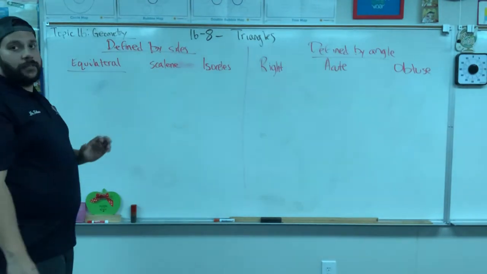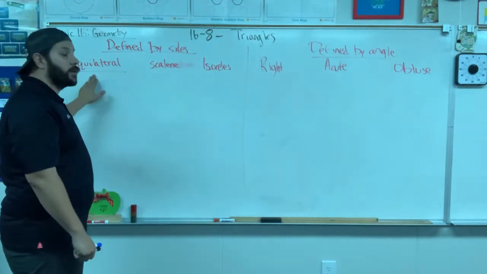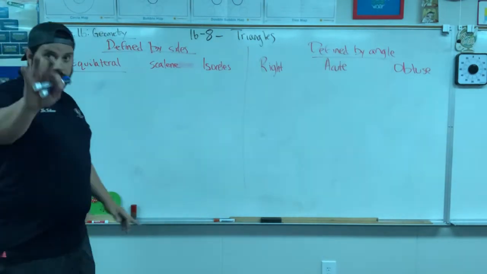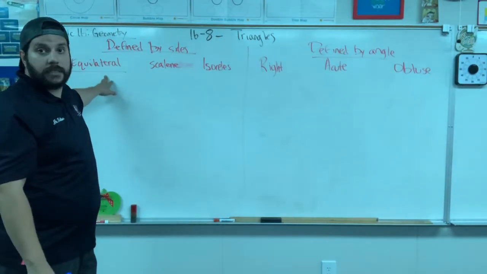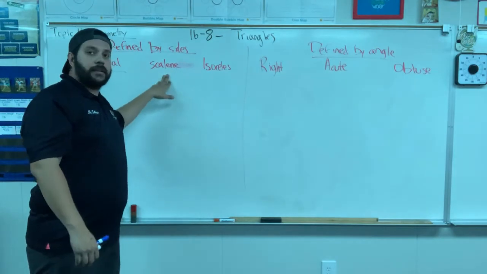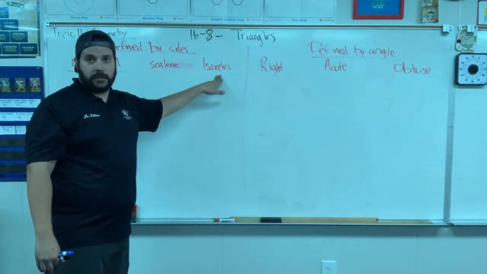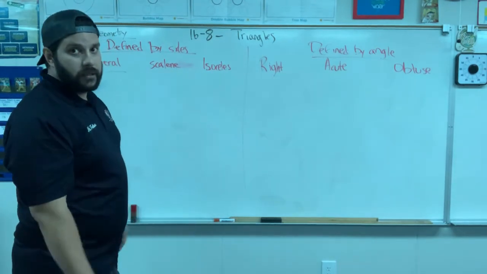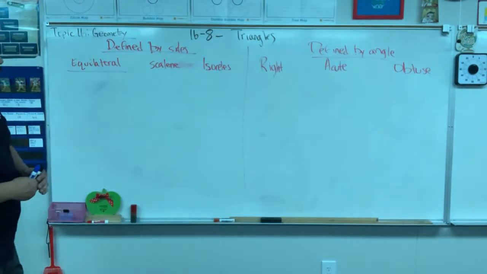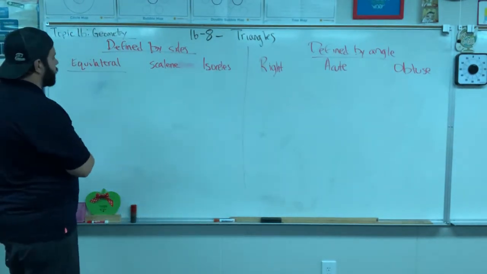The three ways to define a triangle by its sides are equilateral, which if you've been doing your GLARPs, should be very obvious as to what it is, scalene, and isosceles, which also is GLARPed. So let's look at the first one, equilateral.